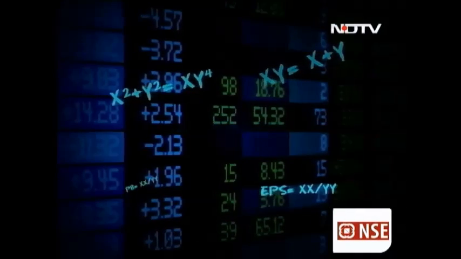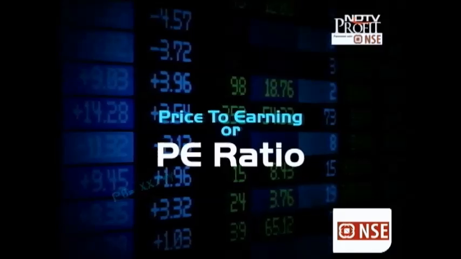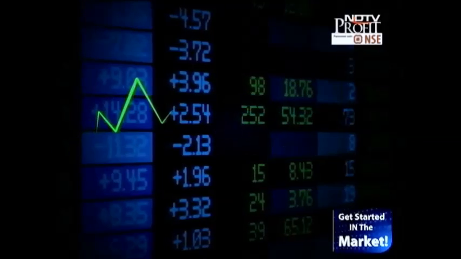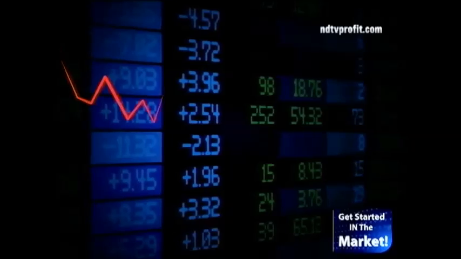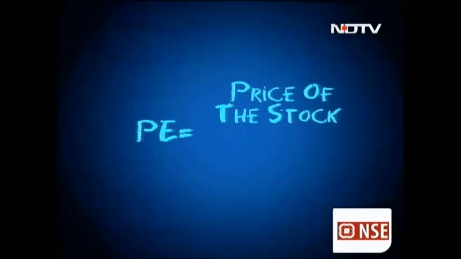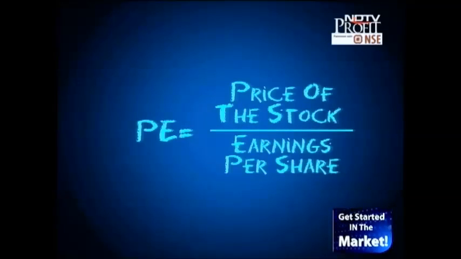Another financial ratio commonly used to judge the valuation of a stock is the price to earnings or the PE ratio. This gives an indication of what price the market is willing to pay for the company's earnings. And this is calculated by dividing the price of the stock with its earnings per share.